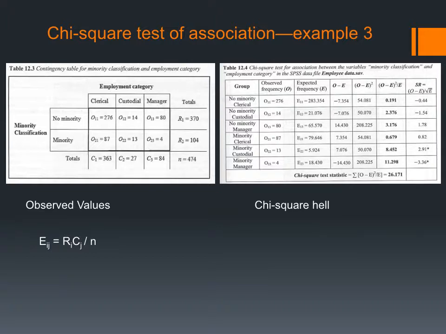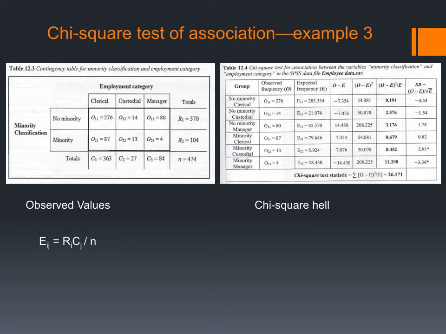And what we can do is sum the rows and the columns. For example, the clerical category for both minority and non-minority candidates was 363 folks. For the custodial, there were 27, and for the manager, there were 84. When you look at just the non-minority status, that's 370, and the individuals who are minority status, that's 104. So my total sample size is 474. That's either the total of my rows or the total of my columns. So I hope those numbers are making sense.